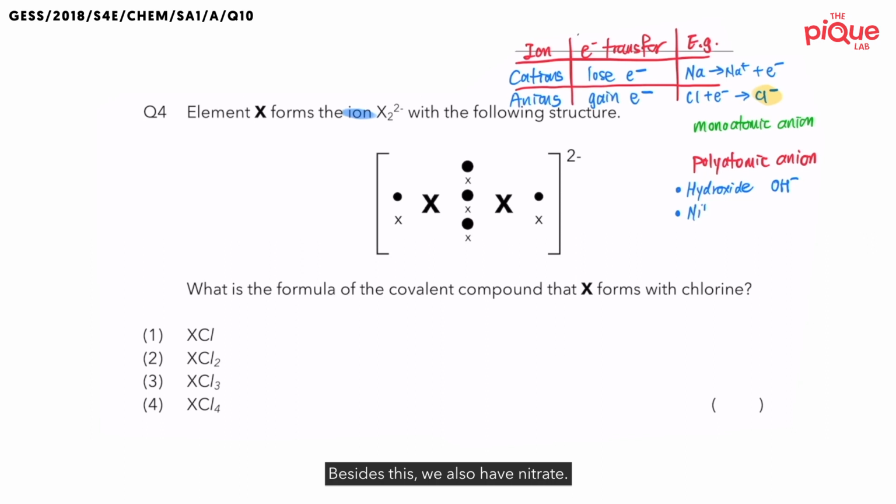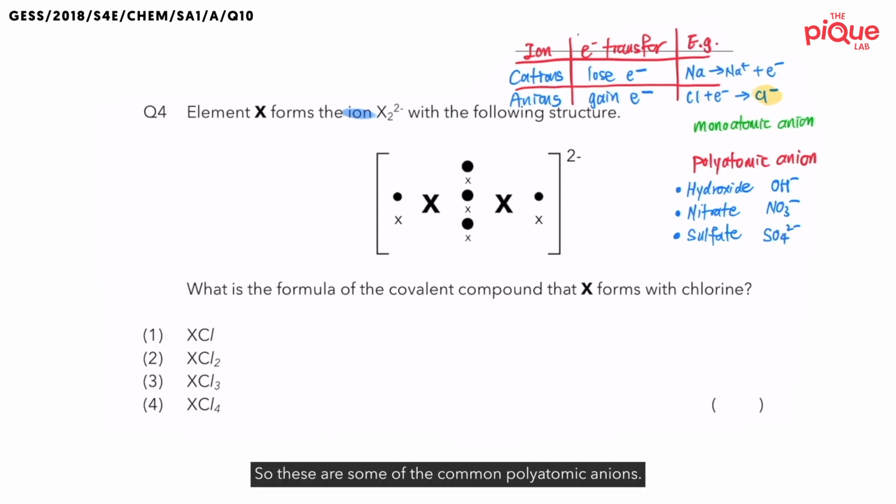Besides this, we also have nitrate. The formula for nitrate is NO3-. And another example would be sulfate. Sulfate has the formula of SO4 2-. So these are some of the common polyatomic anions. Now, let us analyze the structure given by the question.